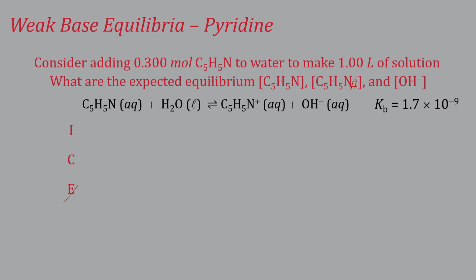So standard ice table. The pyridine, we start with 0.3 molar. Water is not going to be a problem. We have no pyridinium and no hydroxide, which means we will make some of both of these species at the expense of some of the pyridine. X molar pyridinium and X molar hydroxide. And we know what Kb is, so here it should be pretty much downhill from here.